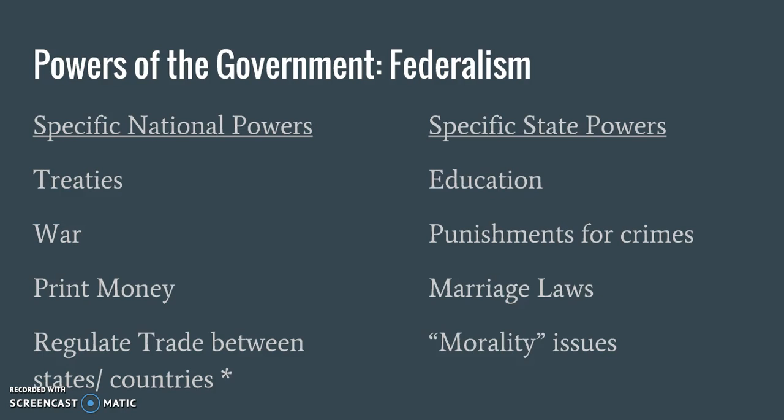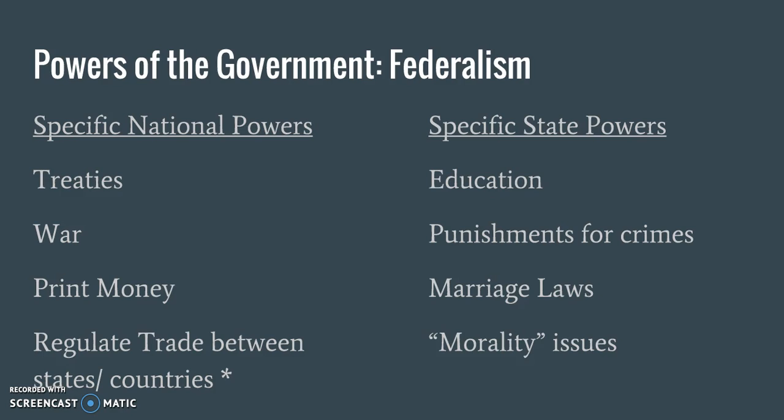The Constitution also reserves specific state powers for the states. So things like education, punishments for crime, that was originally a state power, marriage laws, and morality issues, things like alcohol laws and the age for drinking and those sorts of things, when restaurants can be open and closed, those sorts of things. So you have specific national powers, which we call enumerated powers. Write that down, enumerated. And then specific state powers, which we call reserved powers. Write that down, reserved. So we have enumerated and reserved powers.